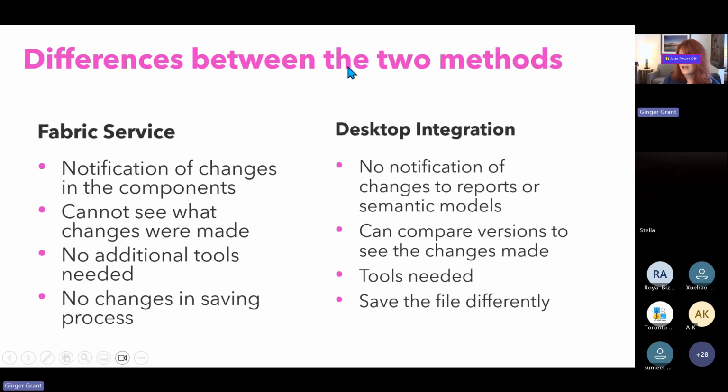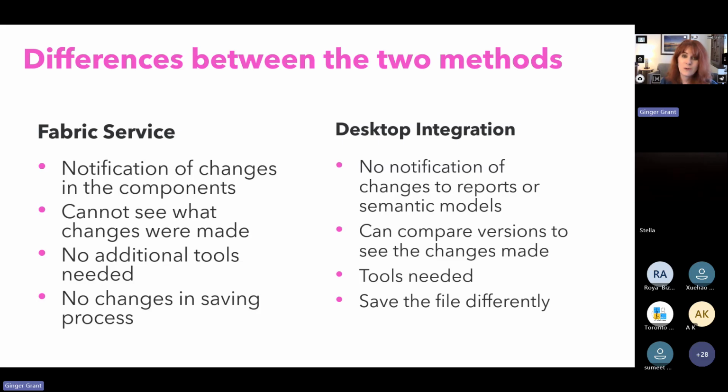All right, so what are the differences between the two methods? Well, if you do it in the Fabric service, you know somebody's modified something. It says uncommitted. We'll take a look at one of my test workspaces, and you can see I got a lot of uncommitteds. You can't see what the changes were made. You can't see that in there. But you don't need any other tools, and you don't have any changes in your saving process.